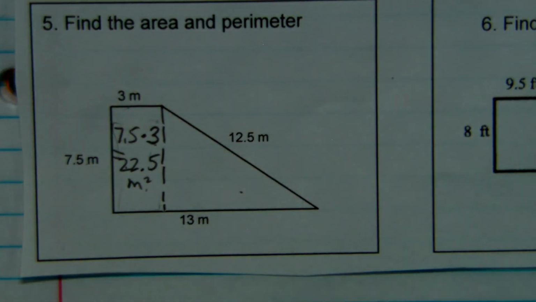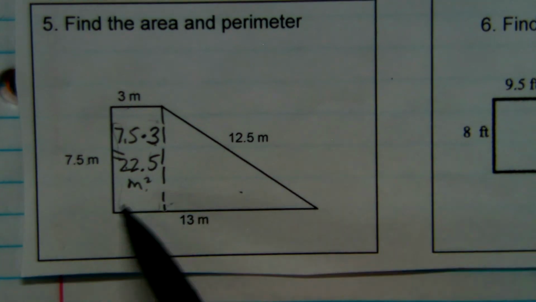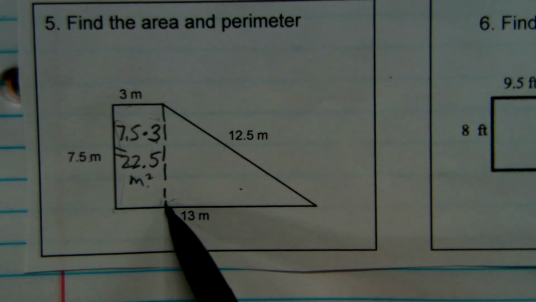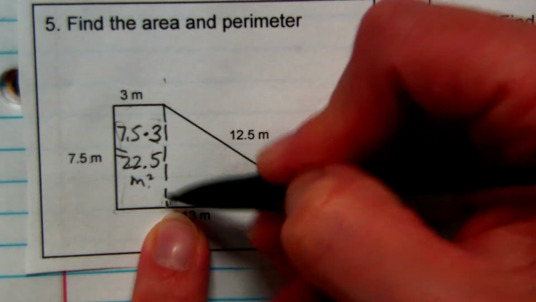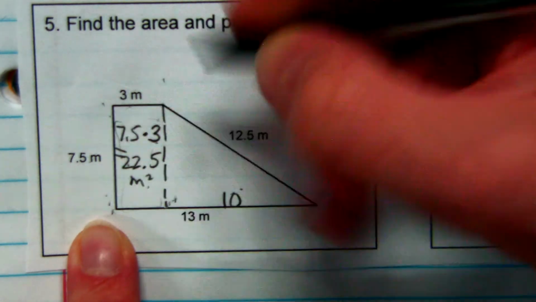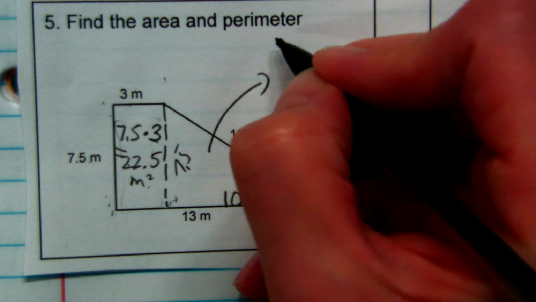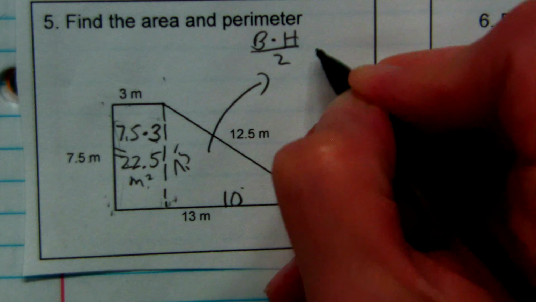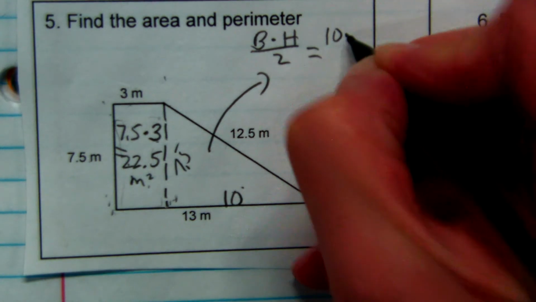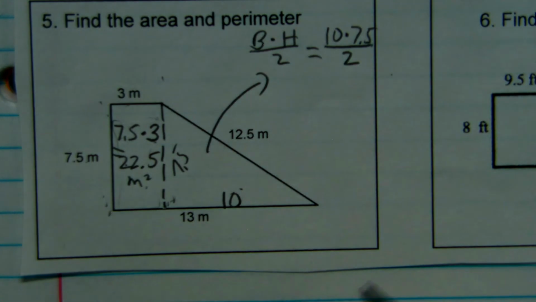Now, what's always tricky is doing the triangle, because the base of this triangle is not the whole 13 meters. We just chopped off 3 meters. So this would have to be 10 right here. And then this height isn't marked, but it'd be the same as this over here, right? So 7.5. So to do the area of the triangle, it's base times height divided by 2. So my base we just discovered was 10. The height is 7.5. And then we're going to divide by 2.